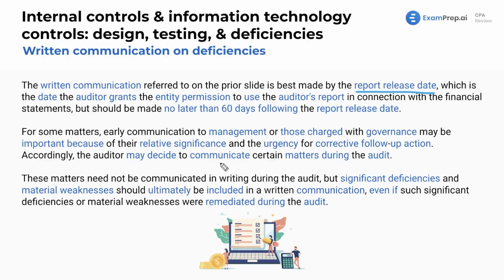Accordingly, the auditor may decide to communicate certain matters during the audit. So just during the process, right? These matters need not be communicated in writing during the audit, but significant deficiencies and material weaknesses should ultimately be included in a written communication, even if such significant deficiencies or material weaknesses were remediated during the audit. Again, this is all reinforcing the same rules. You don't need to make these points known during the audit. However, it would probably be best to do that. And you need to eventually at least communicate it by preferably the report release date, if not 60 days after then.